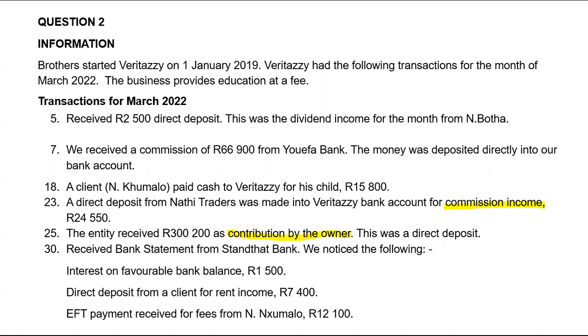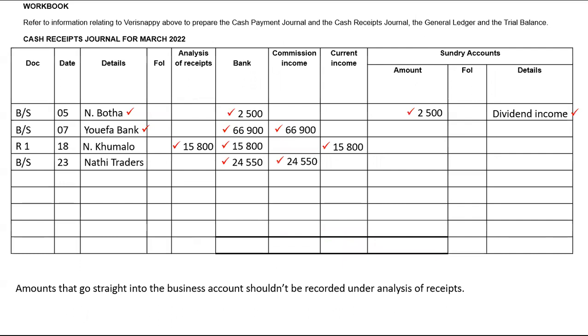what do we call any contribution by the owner? Which account will be affected whenever the owner contributes to the business? It is capital. So it is bank and capital. How do we record this? It'll be BS, the 25th. The name of the person from whom we received money is the brothers because they own Veritas.